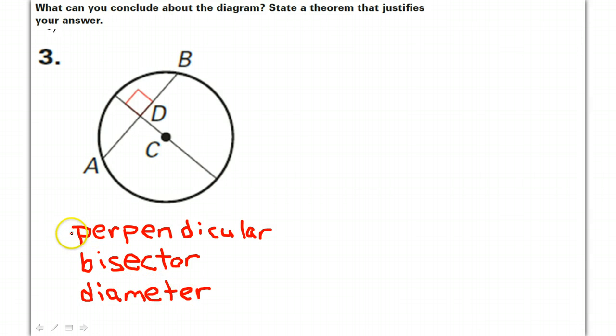In other words, if we're given a chord that's perpendicular and a bisector, it must be the diameter. If we're given a perpendicular diameter, it must be a bisector. And if we're given a diameter that's a bisector, it must be perpendicular. So, looking at this picture, which two of the three concepts are shown?